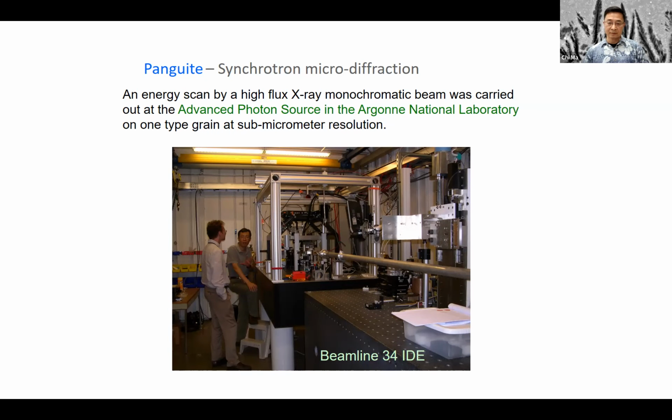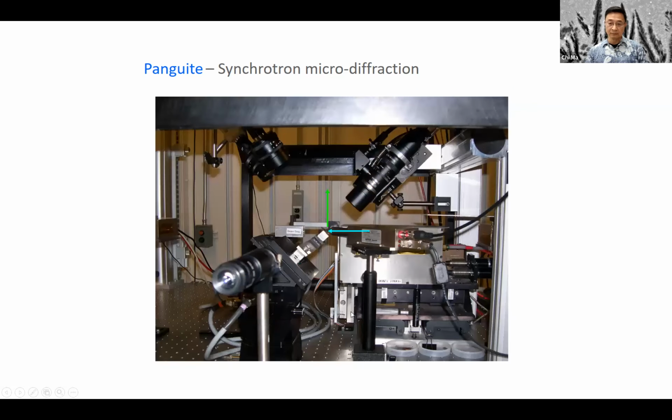So energy scan by high flux X-ray was carried out at the Advanced Photon Source in the Argonne National Lab on a type grain at sub-micron resolution in the beamline 34. So here the X-ray probe strikes the specimen at 45 degrees. The detector is here.